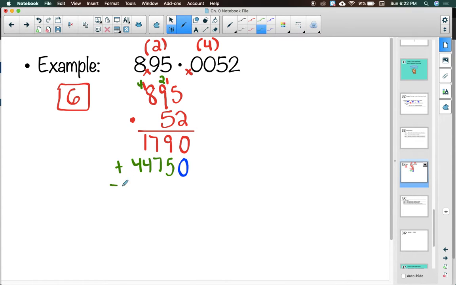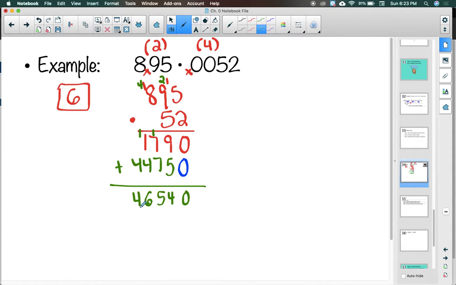And then I'm going to add together. 0 plus 0 is 0. 9 plus 5 is 14. 7 plus 7 is 14, plus 1 is 15. 1 plus 1 plus 4 is 6. And 0 plus 4 is 4.